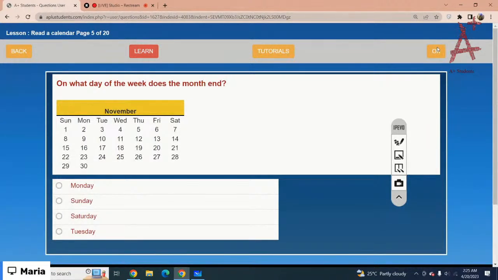Okay, on what day of the week does the month end? So just look at the last day or date of the month. It would be 30. And what day is it on the 30th? Just look at the top line of 30. It would be Monday. That means the last day of the month would be on Monday. Got it? The 30th would be on Monday.